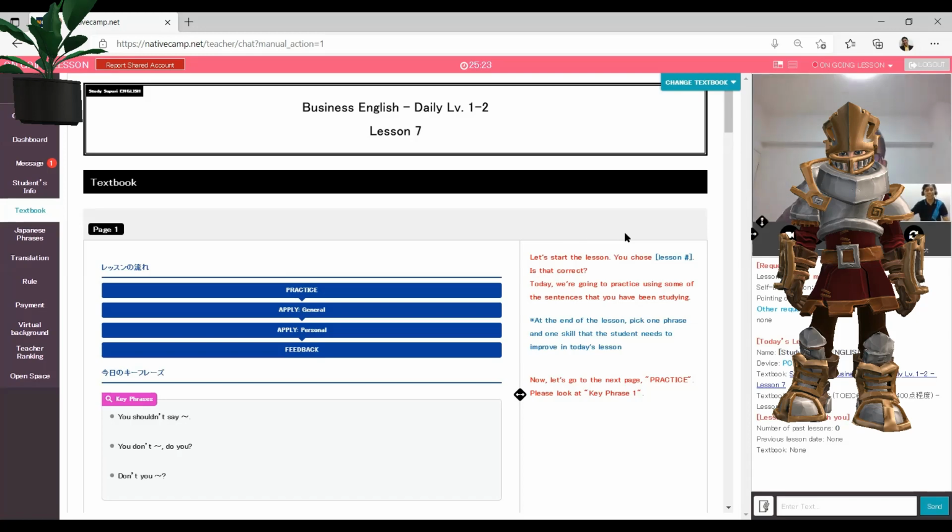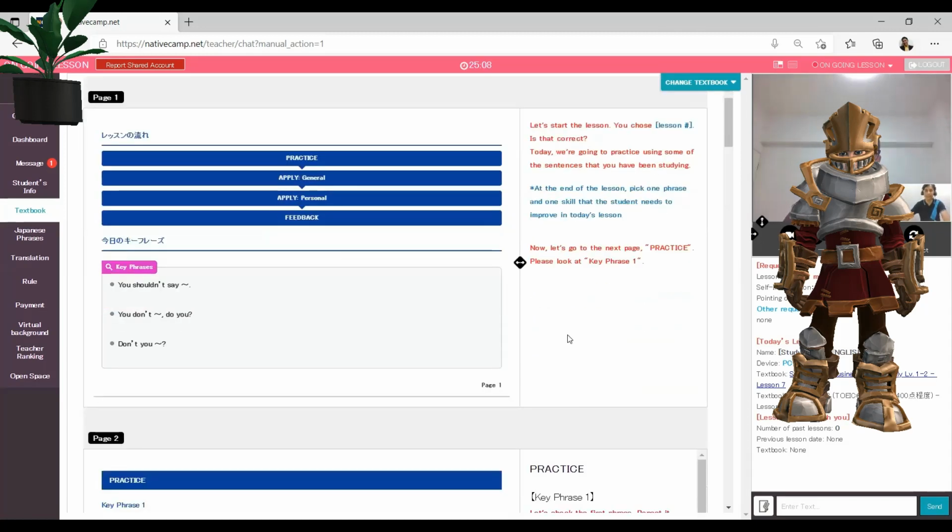All right, so I can see here it shows Business English, level 1 to 2, lesson 7 of Study Sapuri English. Is that right? Yes, that's right. Okay, so today we're going to practice using some of the sentences that you have been studying, okay? All right, now let's go to the next page.